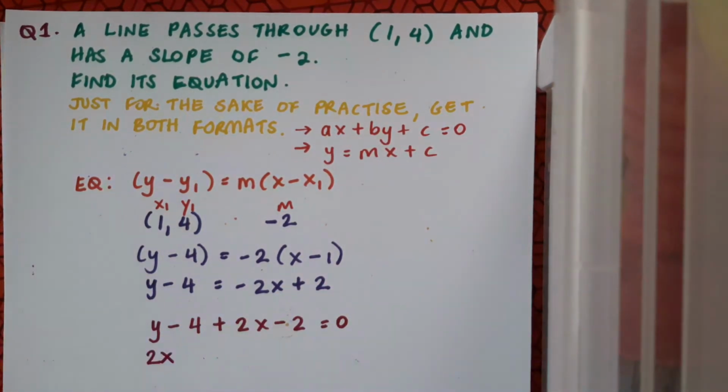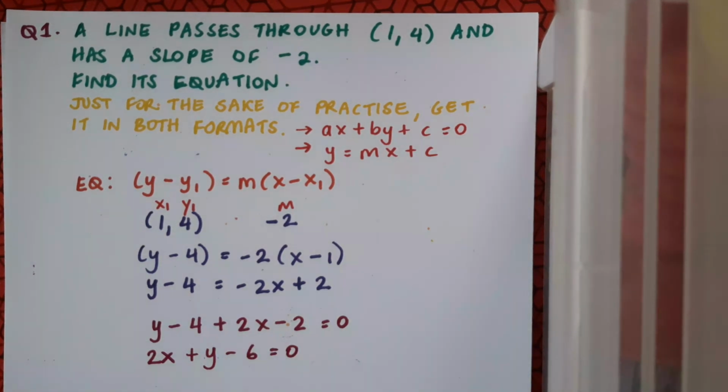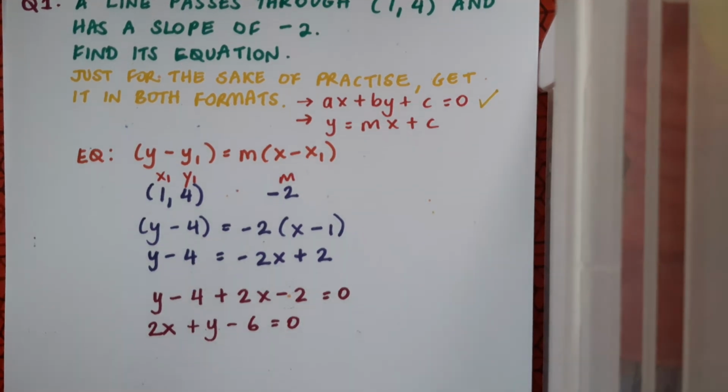So the 2x will go first, and then the y, and of course that's a plus y. And then minus 4 minus 2 is going to give me minus 6, and I've got equals 0 at the end. So that's writing it in the form ax plus by plus c equals 0. Right, now let's try writing it in the other format. Again, this is just for practice. You'd never have to do it both ways really in a question.